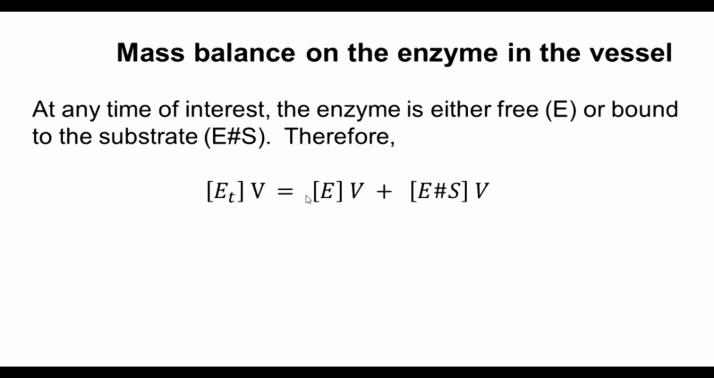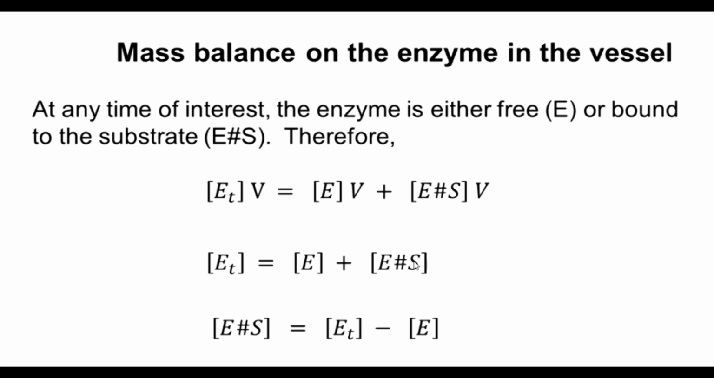So this is just the mass balance. This is what can be equated, right? The concentrations cannot be equated directly, but the masses can be equated. Now, since all the volumes are the same, we get equality in concentrations. The concentration of the total enzyme equals the concentration of the free enzyme plus the concentration of the enzyme bound as enzyme substrate complex. And therefore, this is just a transposition of this equation: the concentration of the enzyme substrate complex is the total concentration of the enzyme minus the concentration of the free enzyme.